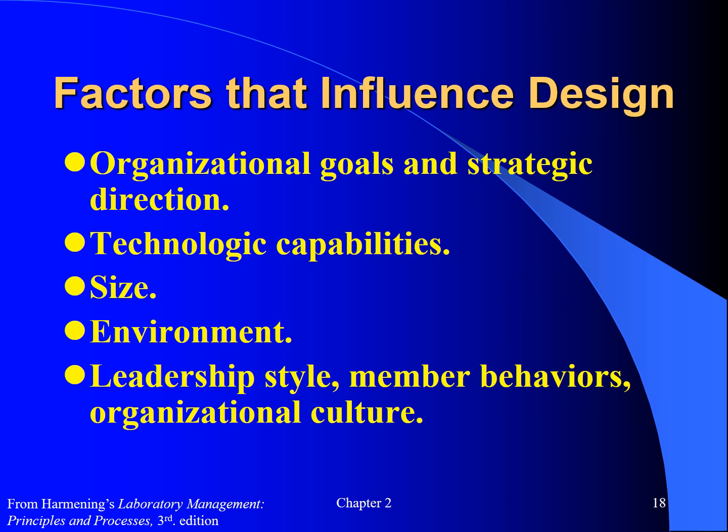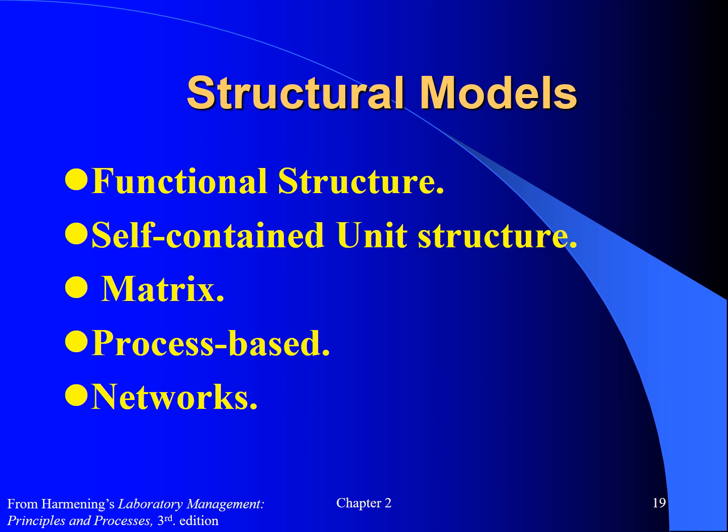Five factors which influence the design and structure of the organization are listed on this slide. Five structural models illustrate the range from mechanistic to organic networks. These models include functional structure, self-contained units, matrix, process-based, and network structures. Although these models are not exclusive, they illustrate some basic advantages and disadvantages of recognizable approaches.